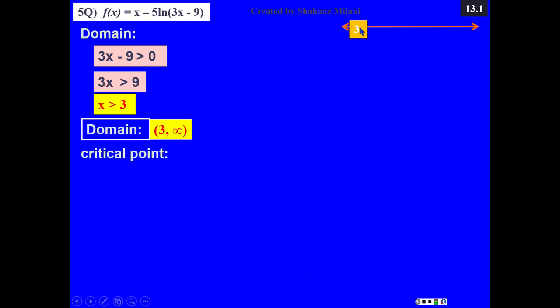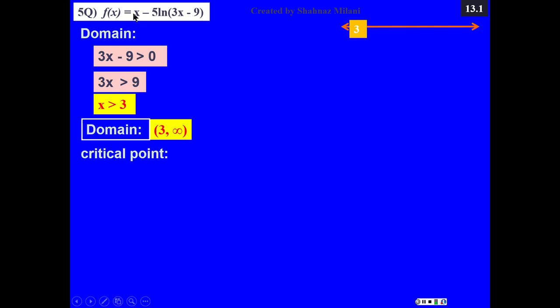Now, this is the common mistake where students mess up the increasing, decreasing if they do not pay attention to the domain. That's the reason I'm going to draw the line. Right away, I would indicate this 3 here. That means it would remind me that less than 3, there is no x value. To find the critical point, we have to find the derivative.